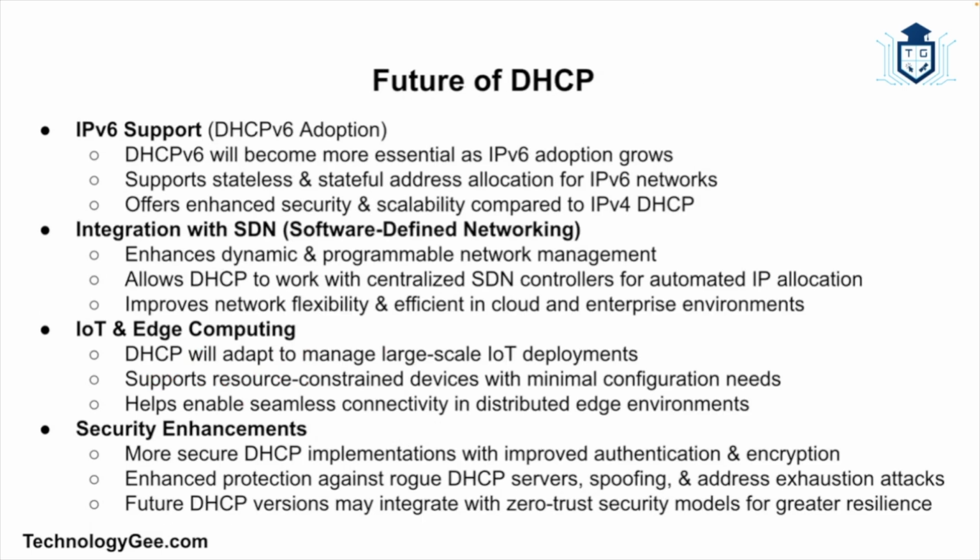All right, so moving on, let's talk about the future of DHCP. As network technologies continue to evolve, DHCP will remain a critical component of IP network management. However, the protocol may adapt to address emerging trends and challenges. So the first is IP version 6 support. DHCP version 6, which is the version of DHCP for IP version 6 networks, will play an increasingly important role as the adoption of IP version 6 continues to grow. DHCP version 6 includes features tailored to IP version 6 address allocation and network configuration.